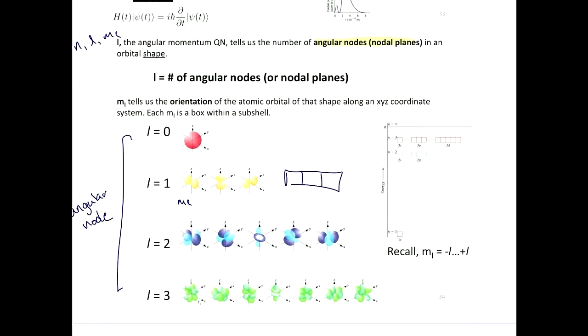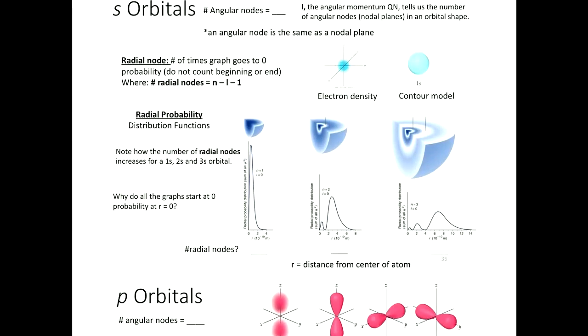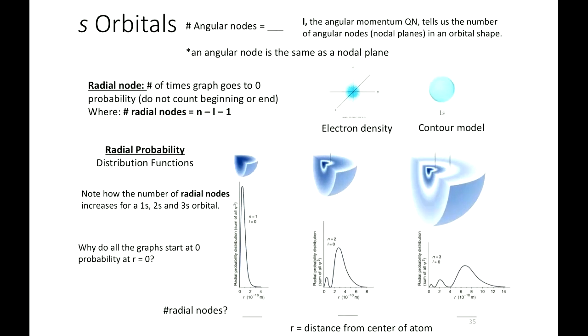All right, so L gives us our shape. It's related to angular nodes, so do remember that. Okay, so let's go into detail of where we find electrons on our different types of s orbitals. So an s orbital has what kind of L value? 0. So how many angular nodes does an s orbital have? 0. It's just a perfect sphere.